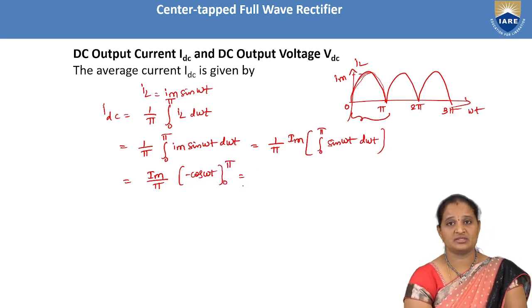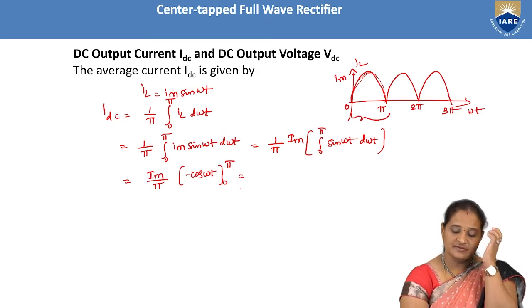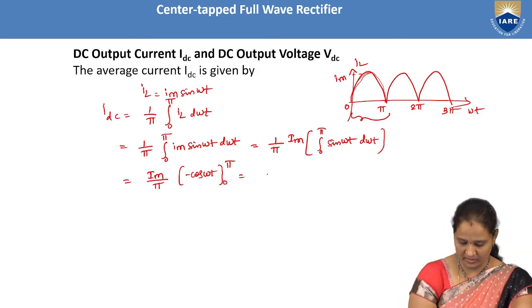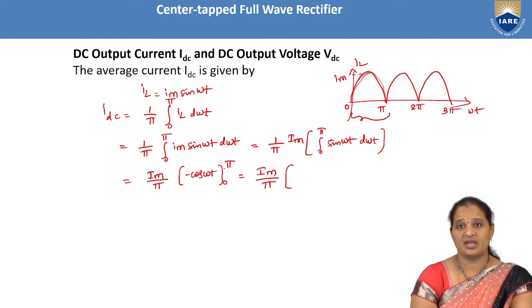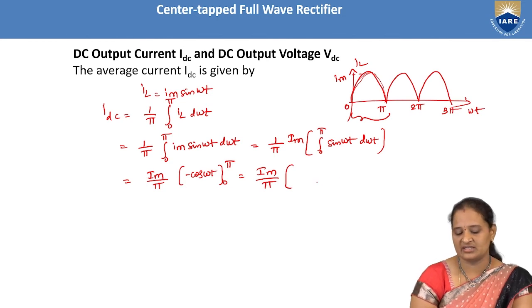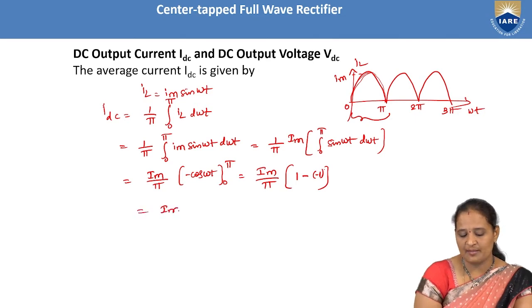Now just substitute the limits. Whenever we are substituting the limits, it is upper limit minus lower limit. So that is Im by pi, and for the upper limit, minus cos pi. Cos pi is minus 1, minus of minus is plus 1. Then for the lower limit, minus cos 0. Cos 0 is 1, and minus cos 0 means minus 1. So this is the limits. So Im by pi into 1 plus 1, which is 2 Im by pi. So this is the value of IDC.